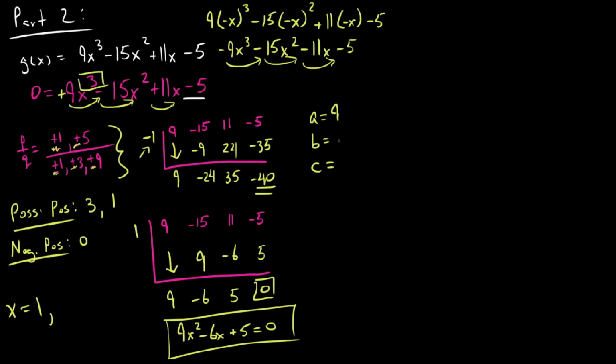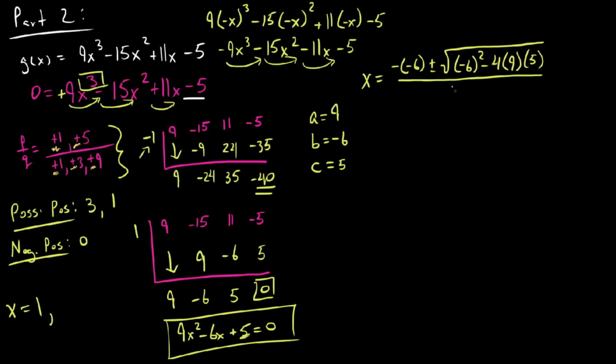Setting aside a data matrix out here, A, B, and C, we see that A is 9, B is negative 6 in this case, and 5 is our C term right there. So x is equal to negative b, so we got negative -6 plus or minus the radical of b squared, so negative 6 squared, minus 4 times a. A is 9, c is 5, and this is all over 2a, and a is 9. Simplifying a little bit here, we get 6 plus or minus the radical of 36 minus 4 times 9 is 36, and 36 times 5, I believe, is 180. It's all over 18.